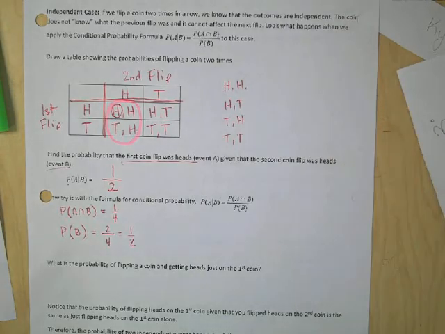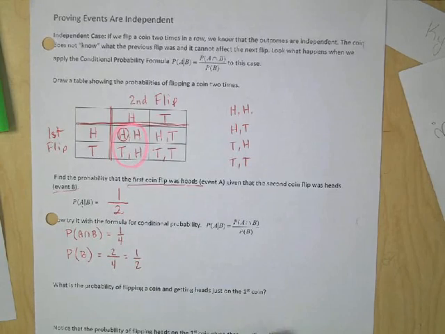Here we go. Proving events are independent. Welcome to sixth period, Mr. Myers' class. I know you didn't get a head start on this like my classes did, but let me talk through this just a little bit. We're going to be talking about independent versus dependent situations.